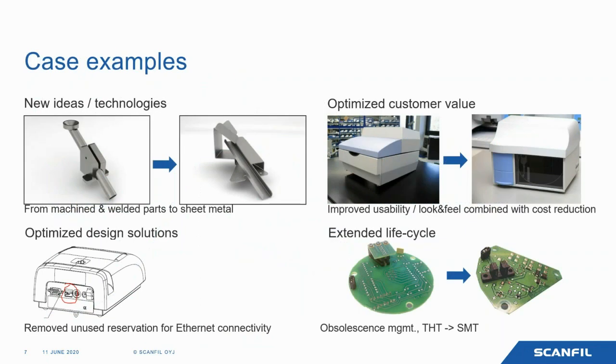Some examples to put our money where our mouth is. We have done this in the past for several years. The first on the top left is a mechanical component. It was made with machined components that were welded together, and everybody knows machining and welding. They are more or less curse words when you speak about cost. And of course, sheet metal is nowadays a lot more cost conscious choice.